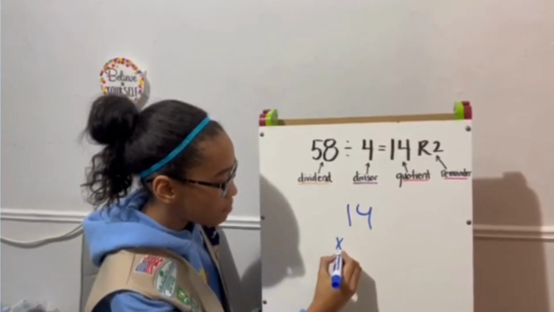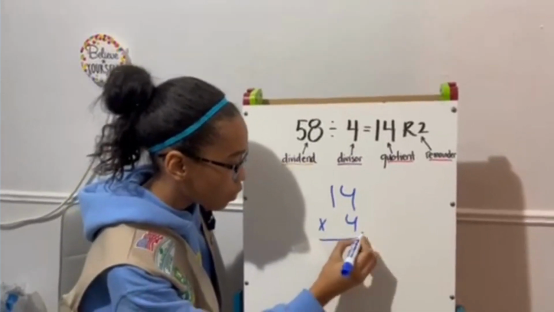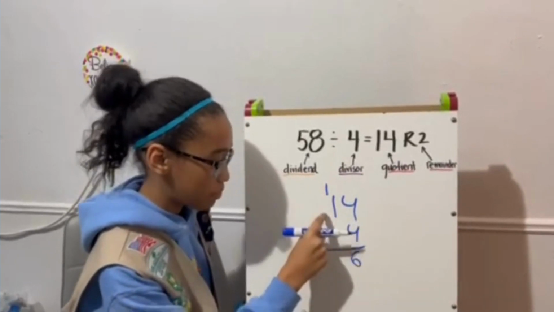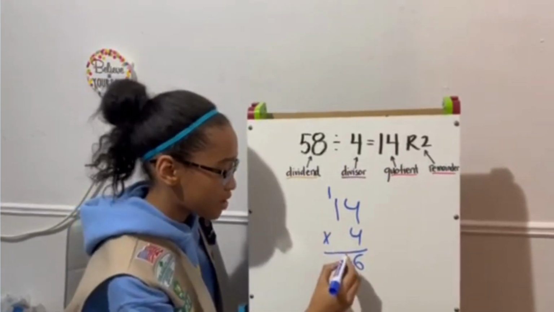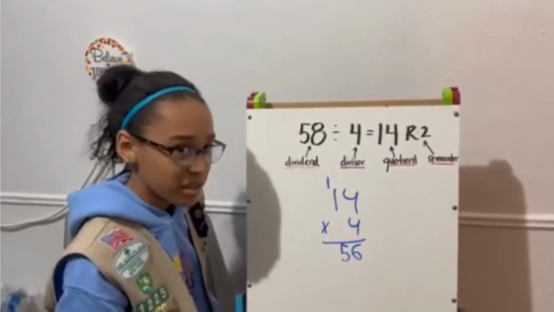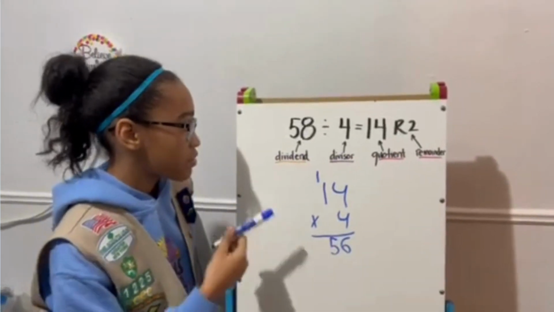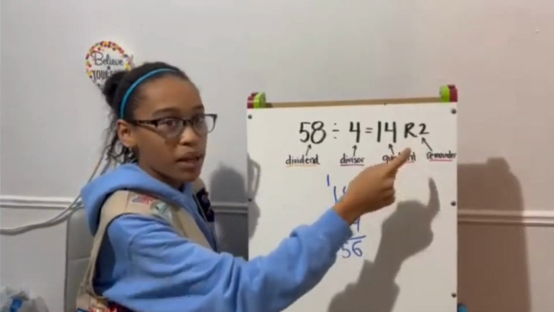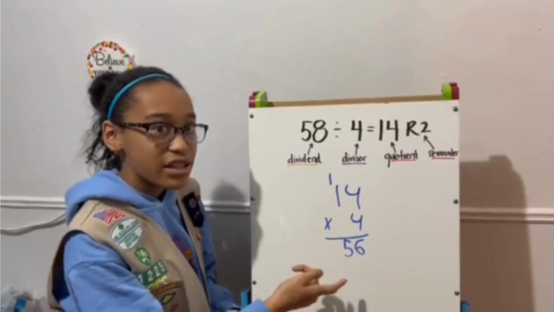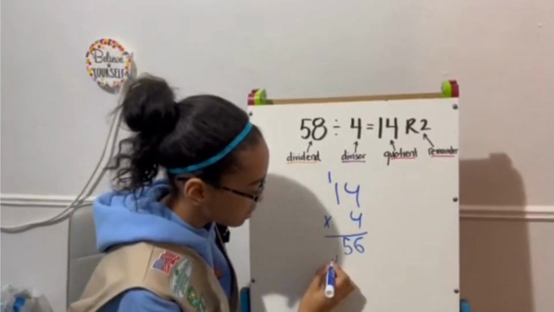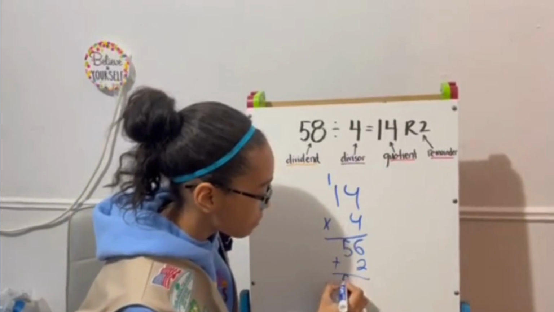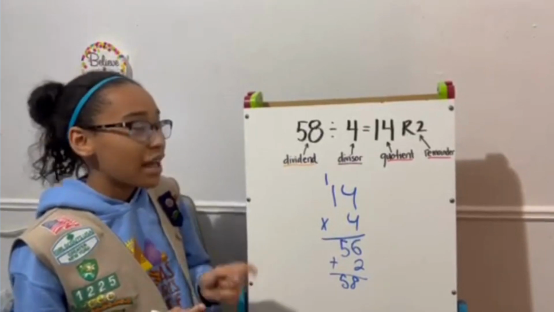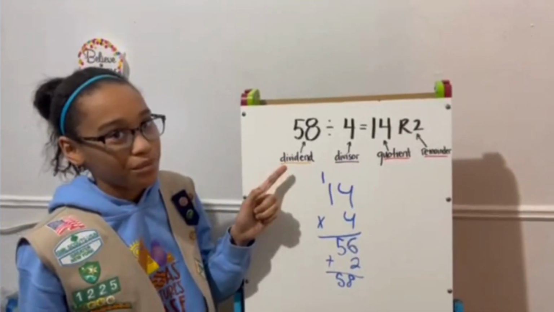14 times 4. 4 times 4 is 16. Place the 6, carry the 1. 4 times 1 is 4, plus 1 is 5. But wait, 56 is not the same as 58. Well, we're not done yet. We still gotta add a remainder to this product. So we gotta add 2 to 56. 56 plus 2 is 58. And 58 is equal to 58, meaning that this statement is true.